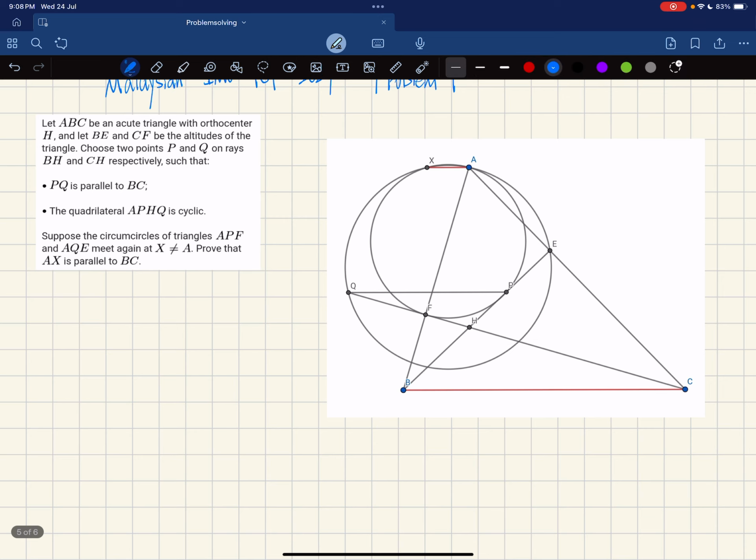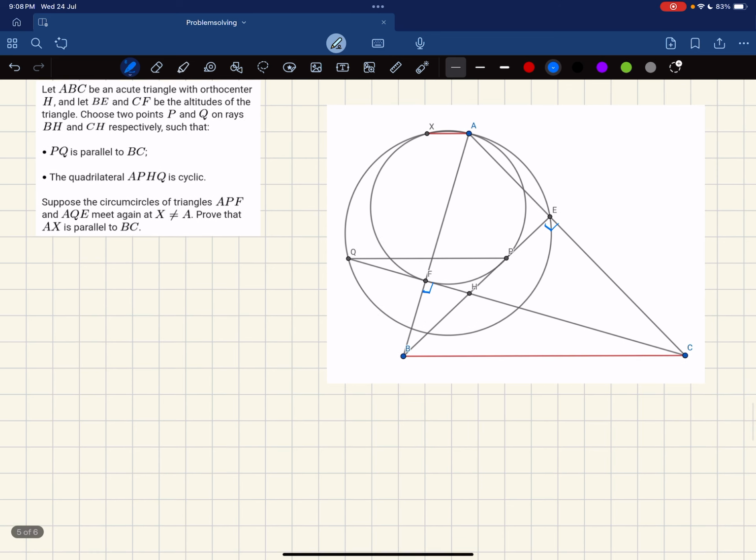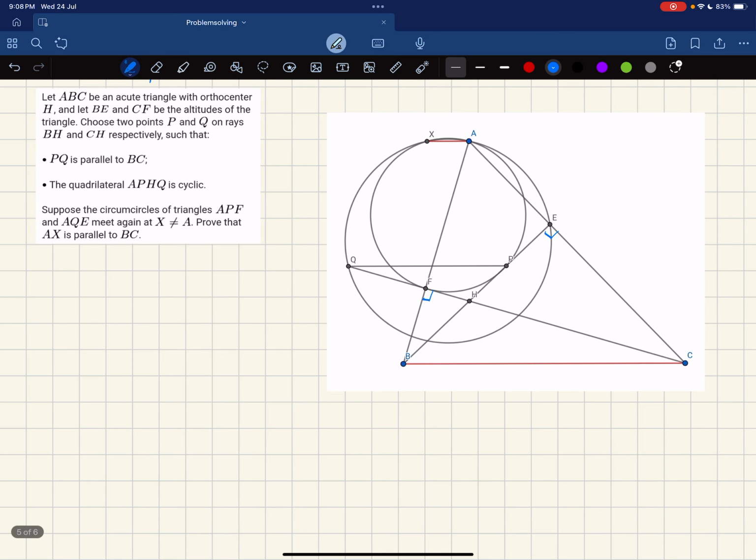So when we first look at the problem, let ABC be an acute triangle with orthocenter H. Let BE and CF be the altitudes of the triangle. So here we can see that the angles BEC and BFC are all equal to 90 degrees. And let's continue. Points P and Q are on rays BH and CH respectively, such that PQ is parallel to BC.